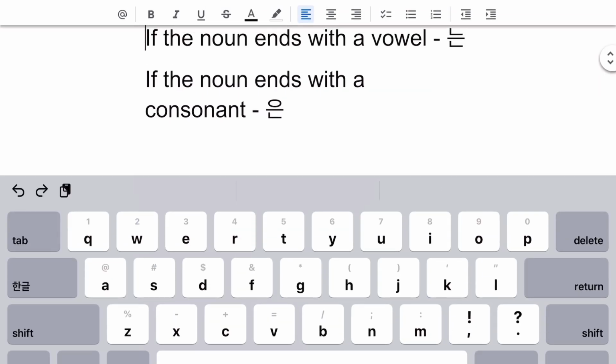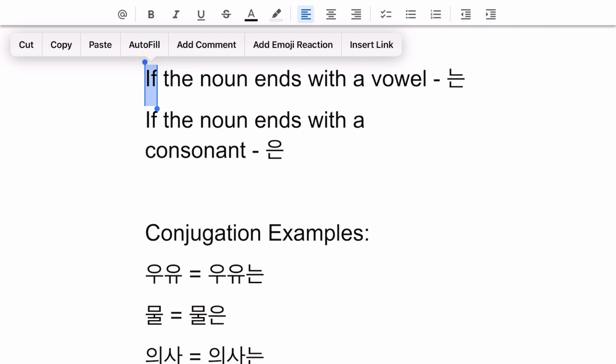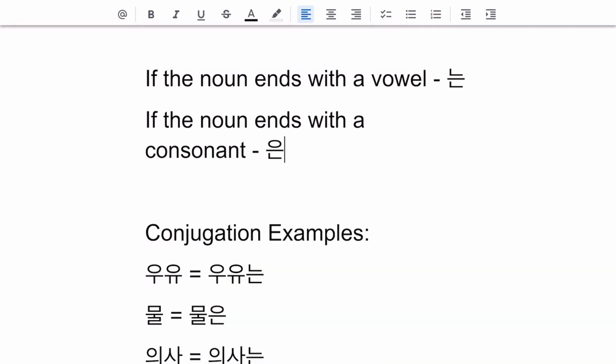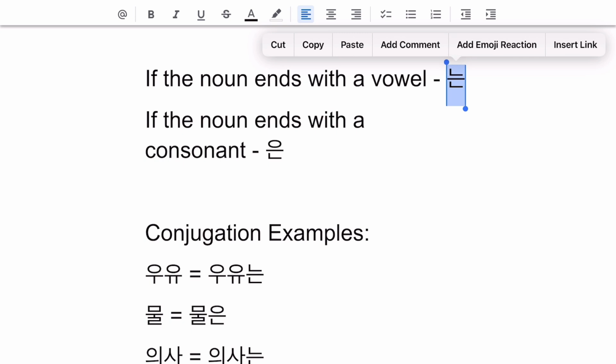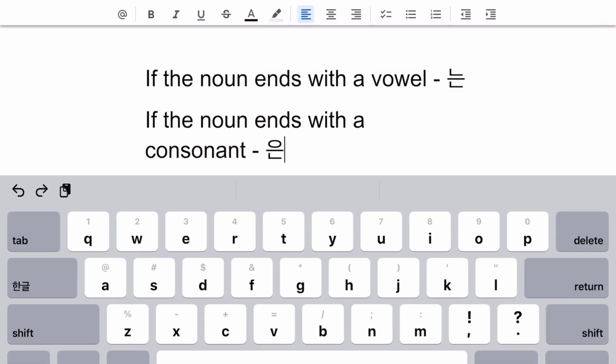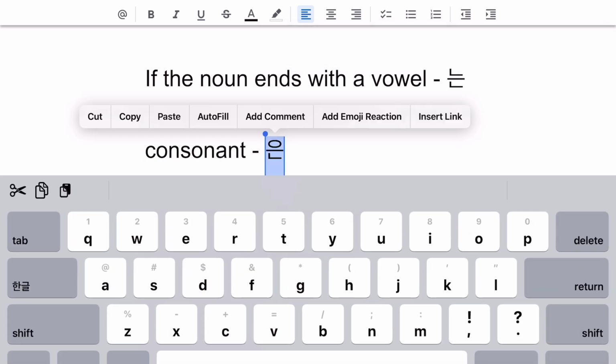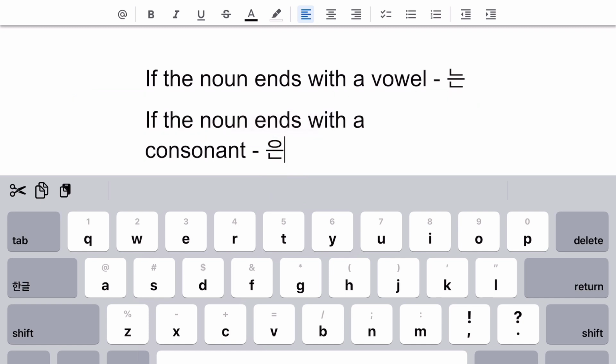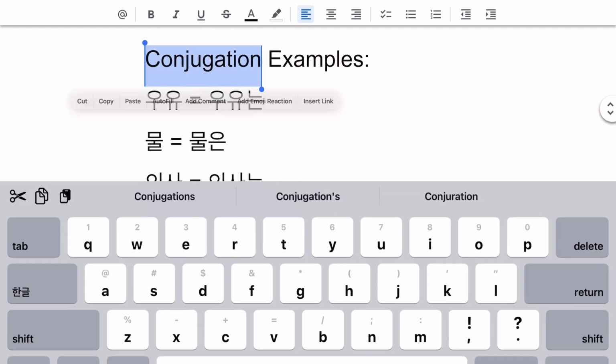And then here we have a certain rule: when do you use 는, when do you use 은. If the noun ends with a vowel, we'll attach 는 to it. And if the noun ends with a consonant, we'll attach 은 to the noun. And then I have a few examples here.